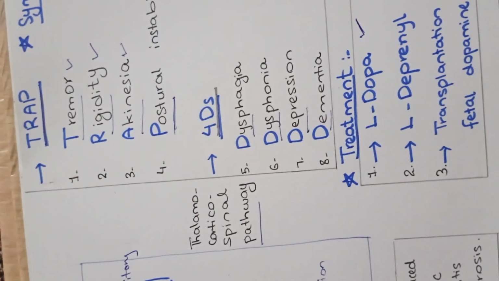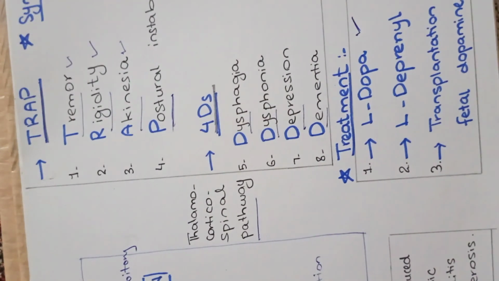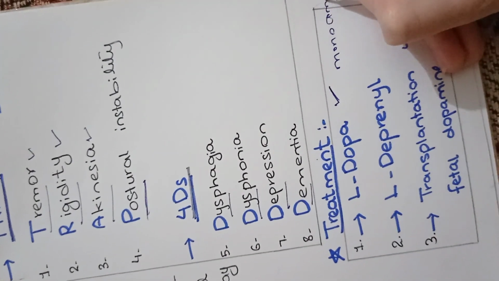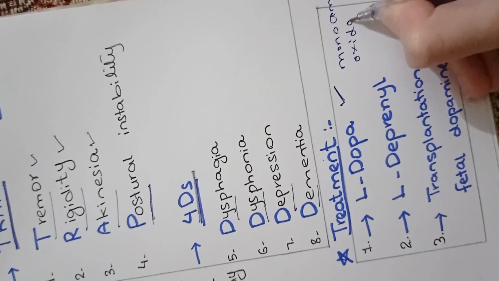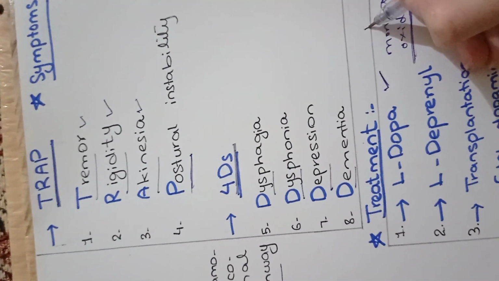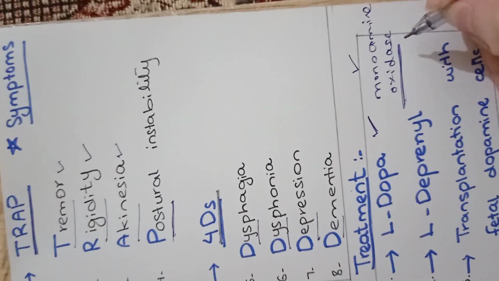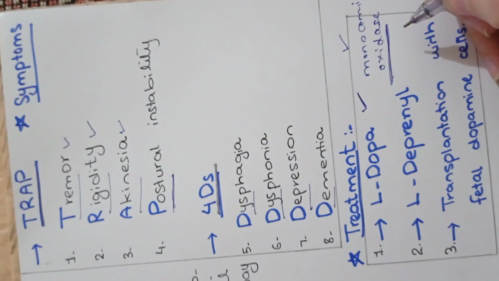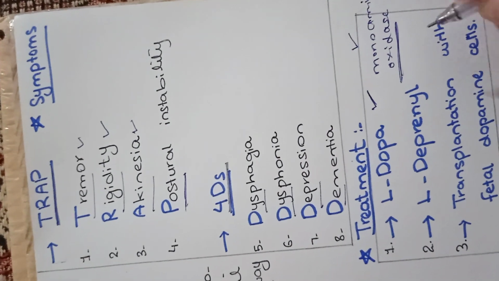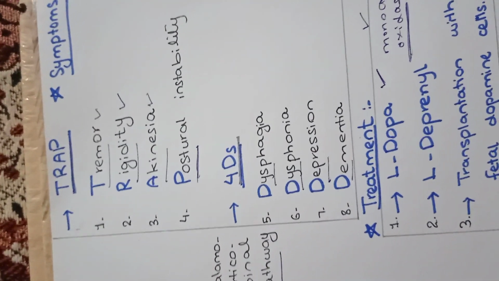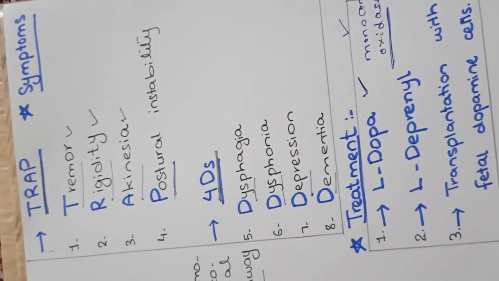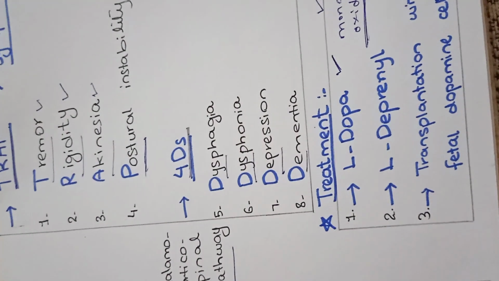The other is L-Deprenyl. L-Deprenyl inhibits the enzyme monoamine oxidase. Okay, this enzyme causes the destruction of dopamine in the brain. So if any dopamine is being produced in Parkinson's disease, L-Deprenyl causes that dopamine to have long-lasting effects by slowing down its destruction. So a proper combination of L-Dopa and L-Deprenyl is used in patients with Parkinson's disease.